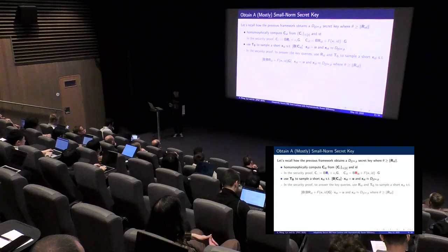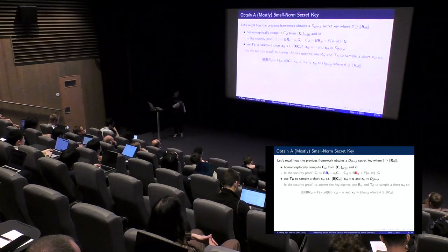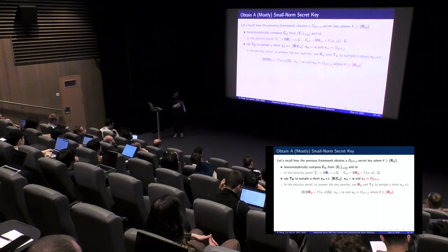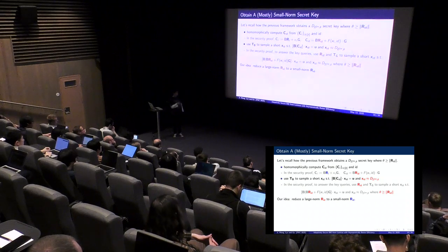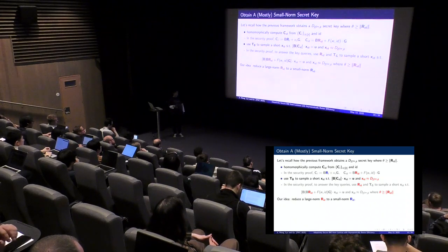And they use the trapdoor R_ID to sample the short vector X_ID, which results in the X_ID's Gaussian width theta being larger than the R_ID's norm. Since R_ID is large norm, X_ID is large norm. Now our idea is to reduce a large norm R_ID to a small norm R_ID.